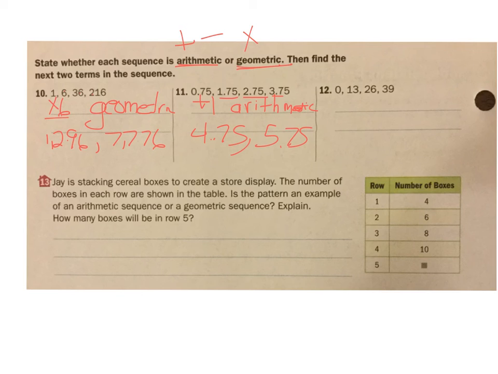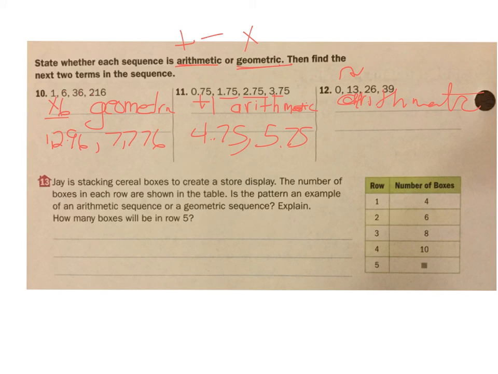Okay, let's look at number 12. I know it can't be multiplication. This cannot be a geometric. Anything times 0 would have to be 0, but it's 13. So, right away, I know that it is arithmetic. I'm not writing very neat, but hopefully you can tell what that is.